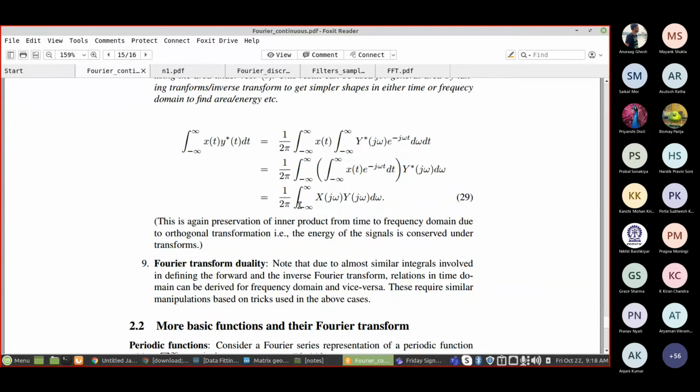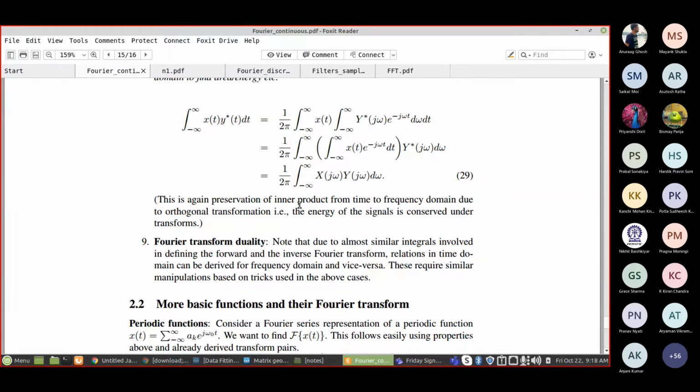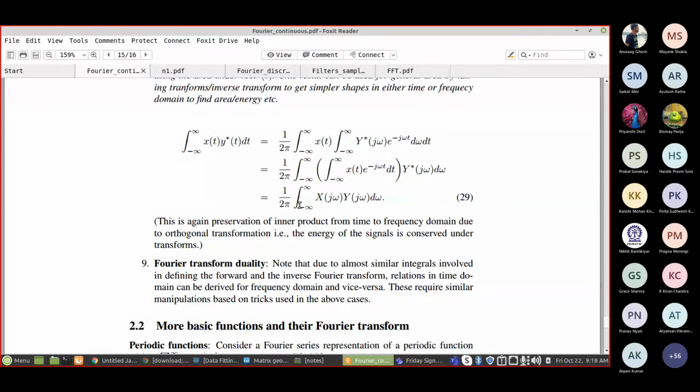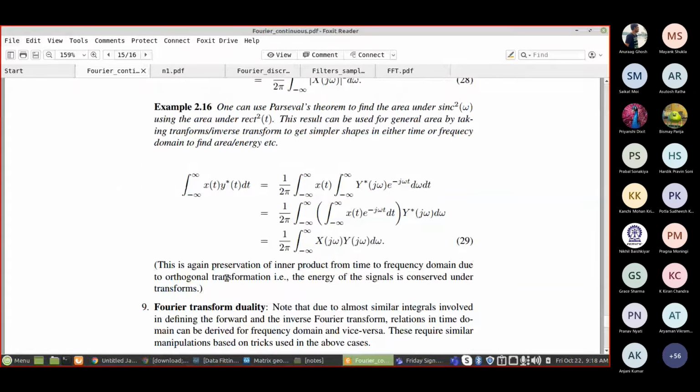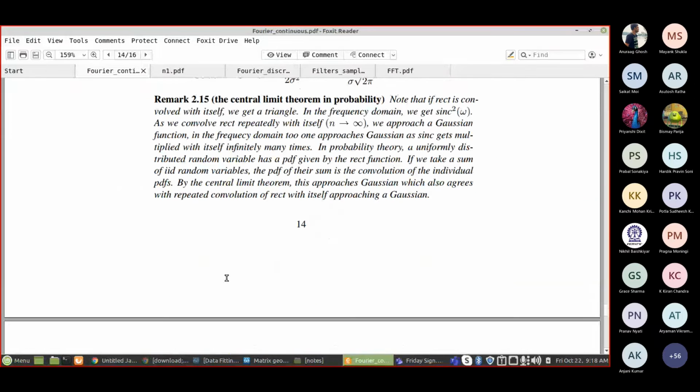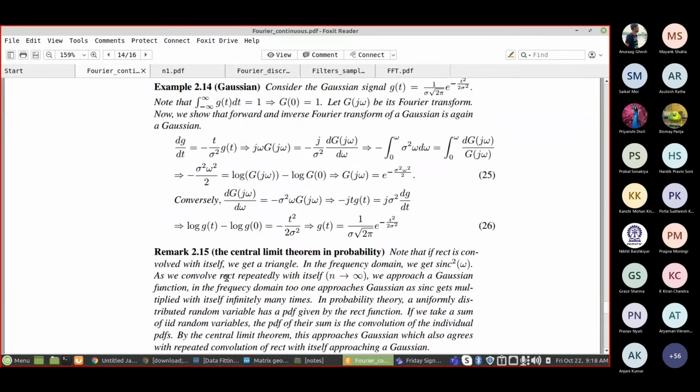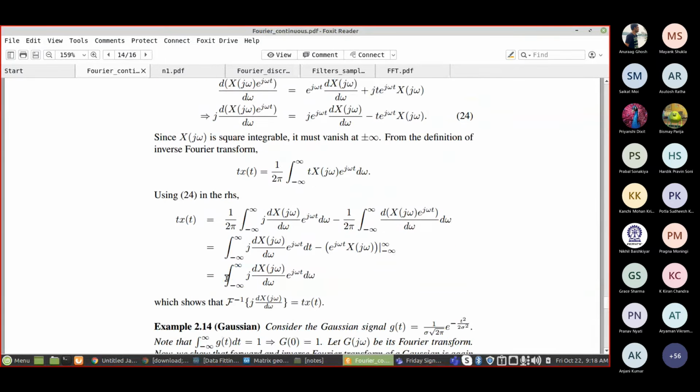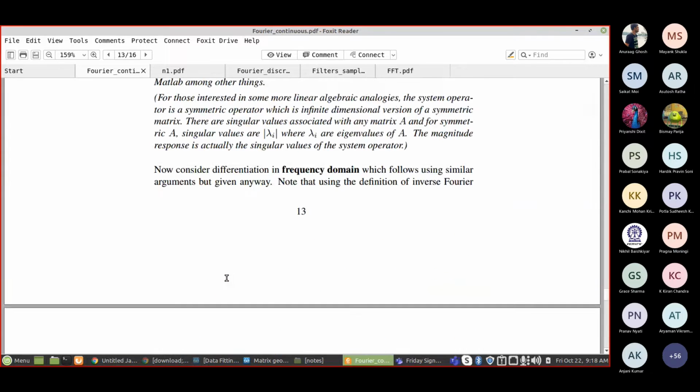Fourier transform duality: whatever you do in the time domain can also be done in the frequency domain. That is basically what Fourier transform duality says. For details, you can refer to Oppenheim's book. I think we have covered most of the properties, hopefully.